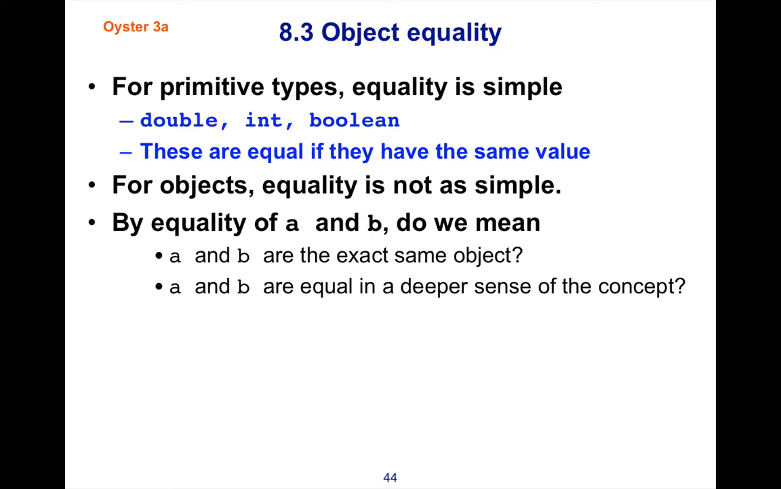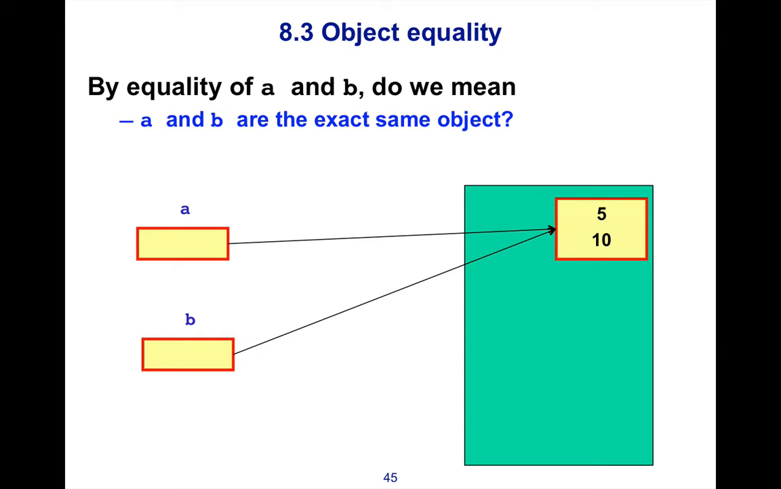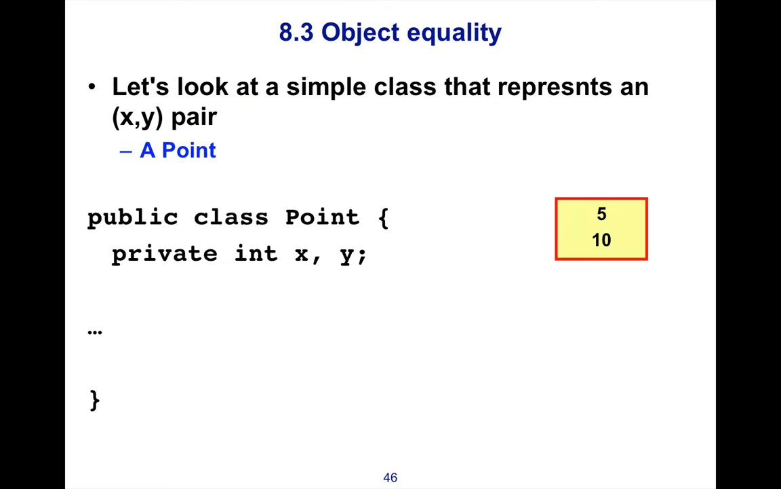In fact, what do we even mean by equality? Do we mean A and B are equal if they're exactly the same object? Or do we mean equality in some deeper sense of the concept? Recalling how objects are stored, consider A and B, both having references to this object shown here that has two instance variables of value 5 and 10. Here, this diagram shows A and B to be exactly the same object. For example, maybe that object is a point, and the x and y coordinates could be 5 and 10 respectively.